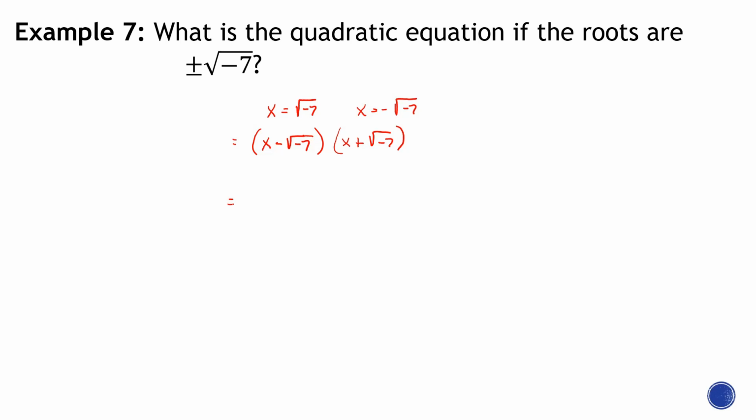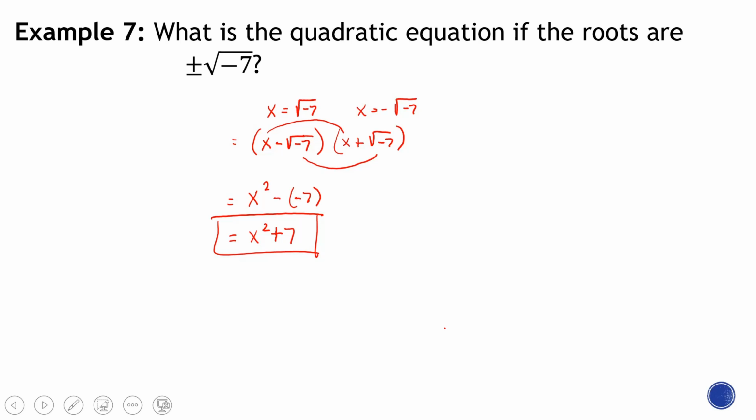And then again, here we will not use FOIL method. We will just multiply the first and the last term. So that gives us x squared minus negative 7. So just cross out the radical sign, and that gives you whatever the number inside. Okay. So this equals x squared plus 7.